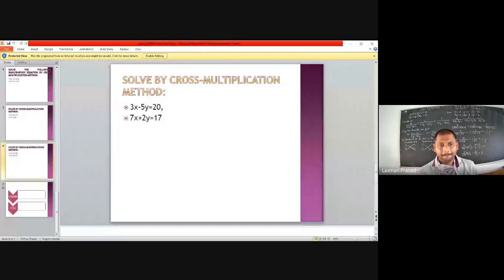Okay. So note down, the answer of x is 125 divided by 41, whereas the answer of y is minus 89 divided by 41.